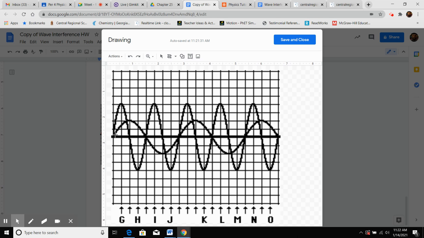So the first position, now every single line we're going to have a click. So keep that in mind. So right here, they're both at 0 and 0. So 0 plus 0 is 0. We're going to make a click.